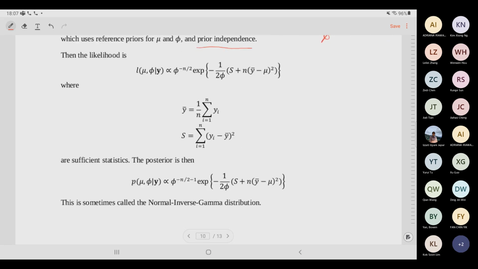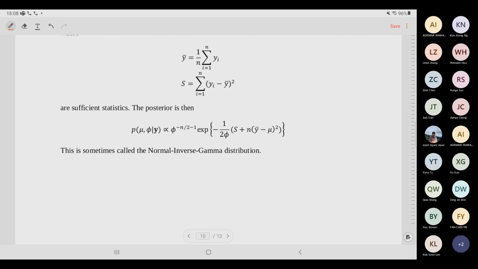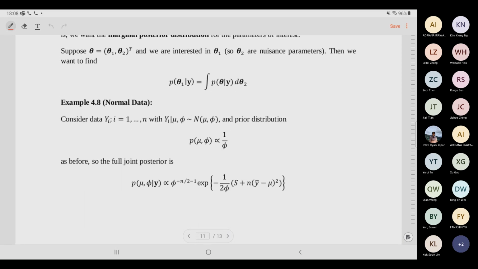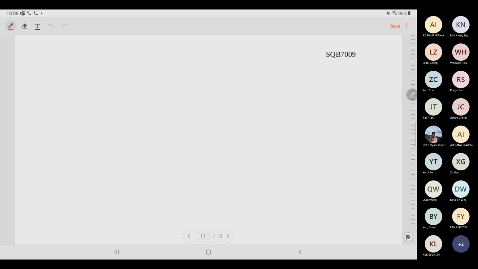Okay, so how do you get the likelihood? You only obtain it after you do some simplification and manipulation, right? Okay.